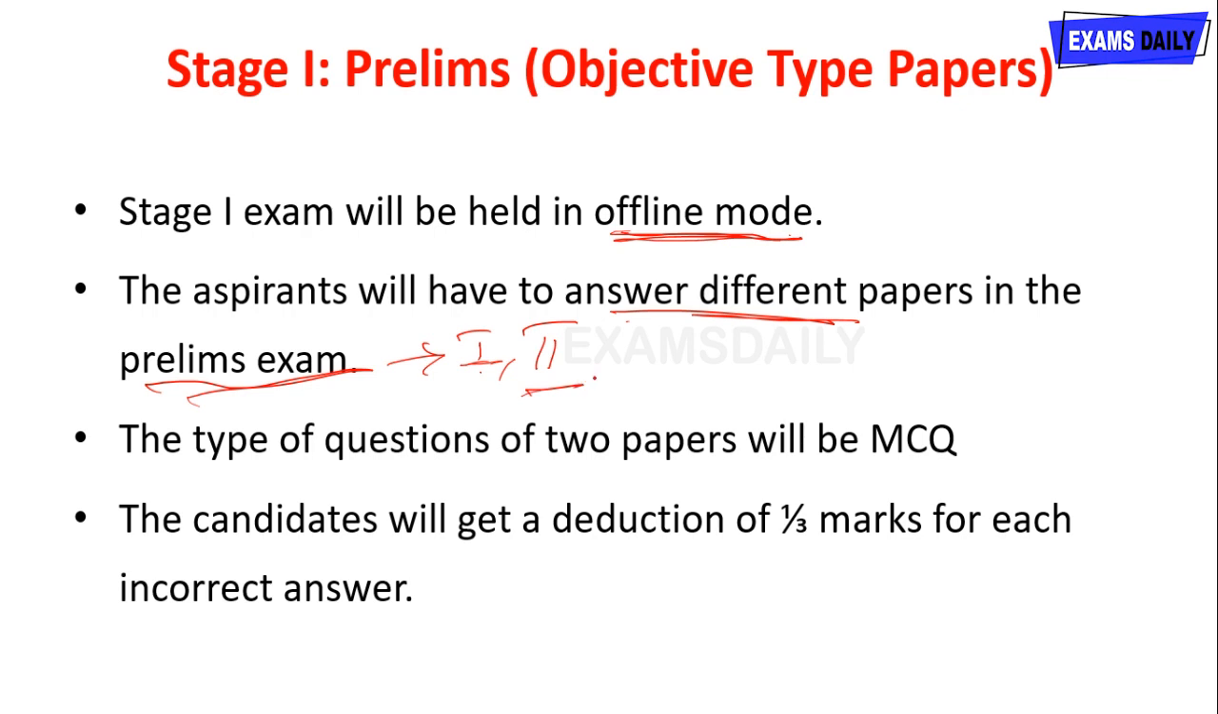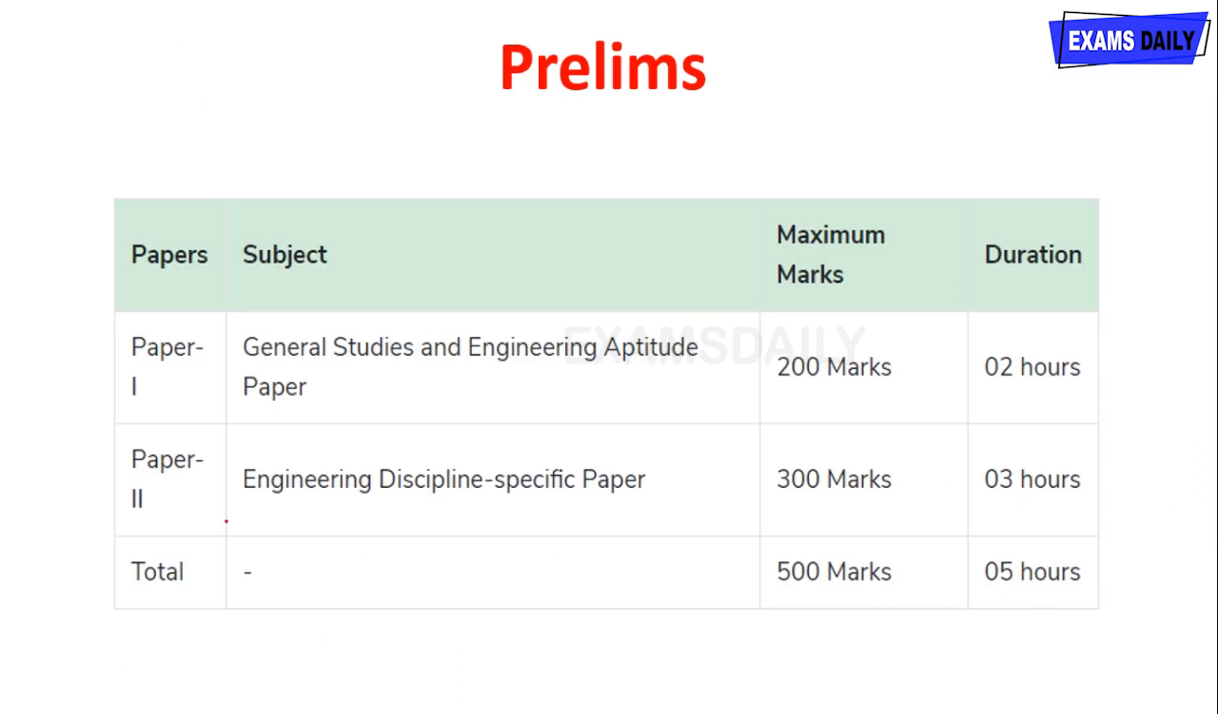For the preliminary examination, the questions of the 2 papers will be in MCQ format, that is multiple choice questions, so objective type questions. There will be a deduction of 1/3 marks for each incorrect answer. So there is negative marking for this stage 1 preliminary examination. This is the examination pattern for stage 1.